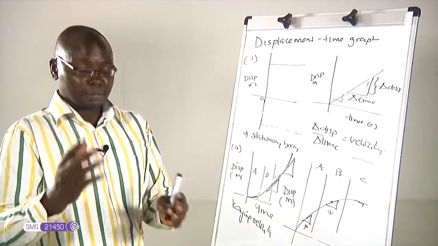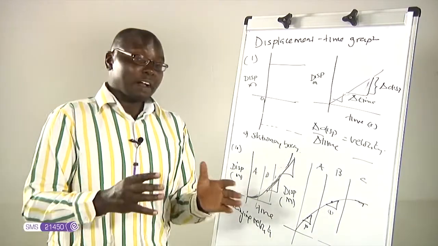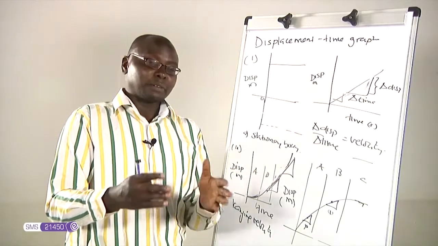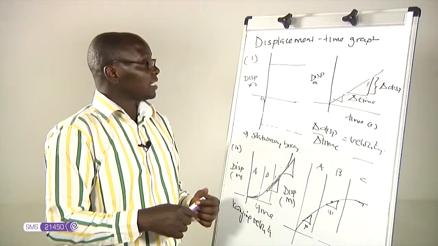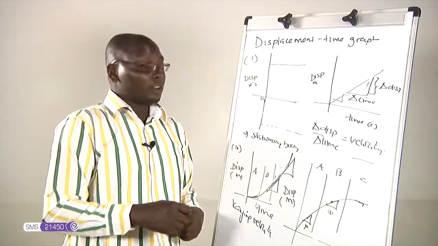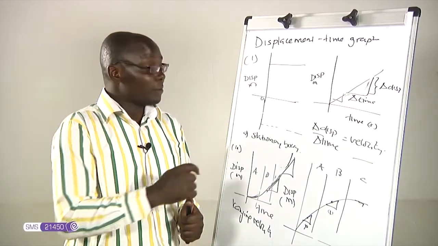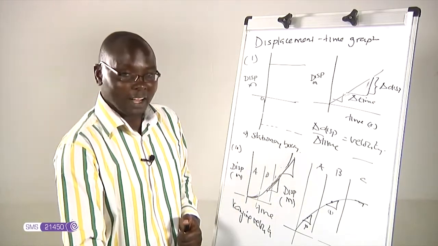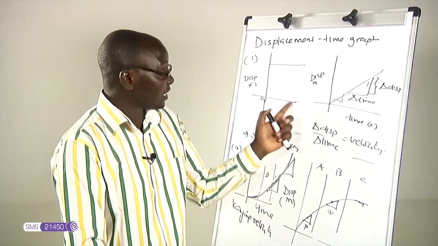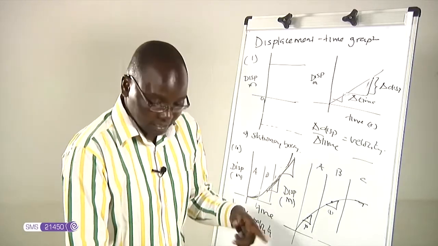So that's the displacement time graph. So far we have looked at the distance time graph, where we said the gradient gives us the speed. We have looked at the speed time graph. We have looked at the displacement time graph, where we said that the gradient always gives you the velocity, which can be constant or it can be varying.